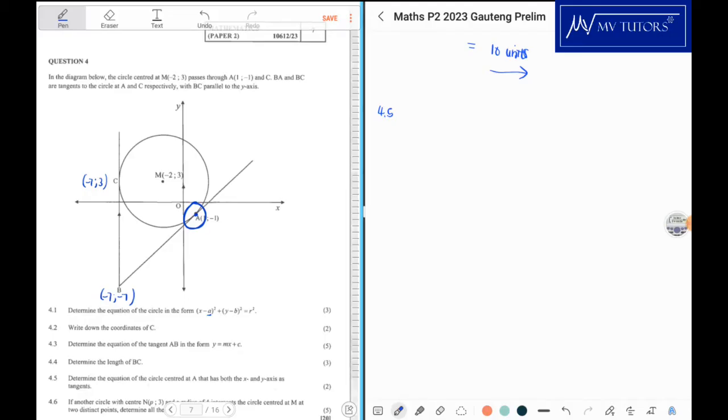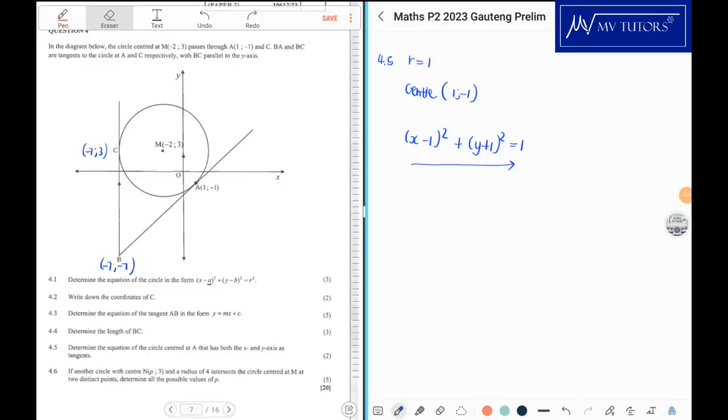And basically we have a radius of 1. I hope you see that. That would just be 1. So our radius is 1. And then the center. That's all you need. You need a radius and you also need a center in order to get the equation of a circle. So we can then say (x minus 1) squared plus (y plus 1) squared is equal to 1. And that is the equation of that circle centered at A.